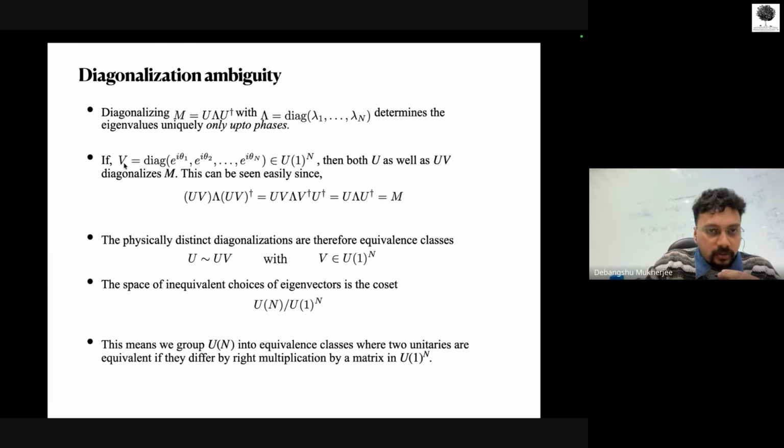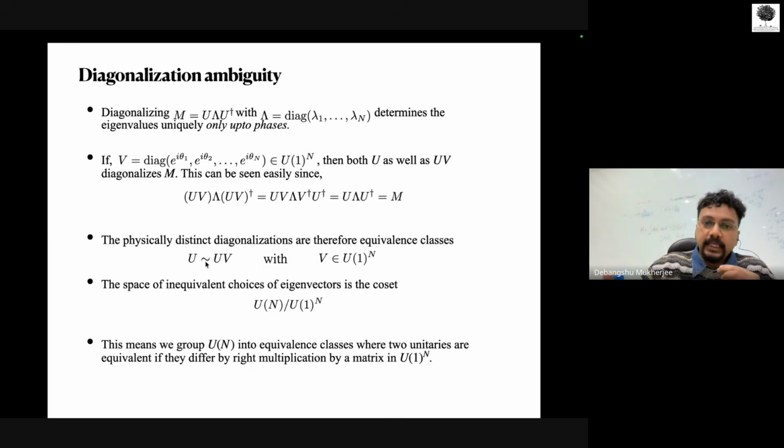So suppose for a moment, consider a matrix which belongs to the so-called group U(1)^n. By U(1)^n, it simply means you have a diagonal matrix where all the entries are elements of U(1), so of the form e^{i theta}. What you will notice is that both this matrix U as well as UV end up diagonalizing this matrix M. You can see this very easily by taking the conjugation with the diagonal matrix. V lambda V dagger is in fact equal to lambda because V is also diagonal, so is lambda. They simply commute, and V dagger V is 1. So in essence, the phase factors are cancelling out each other.